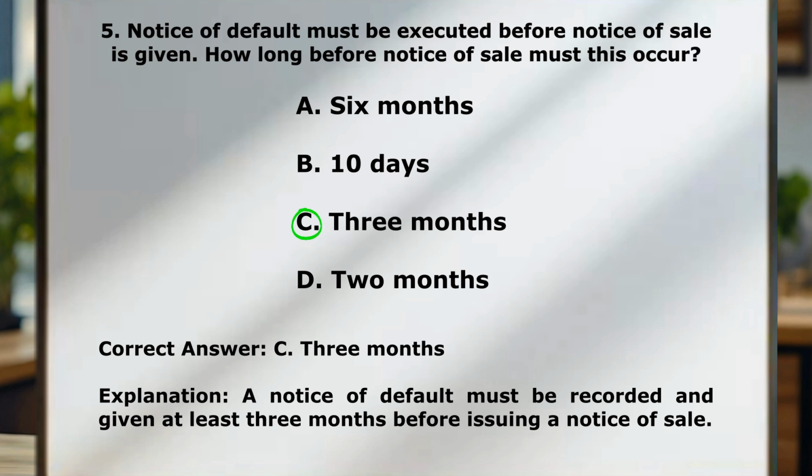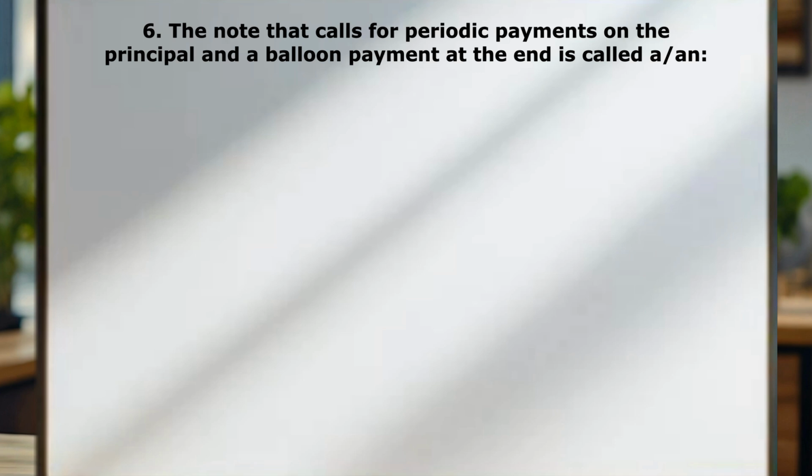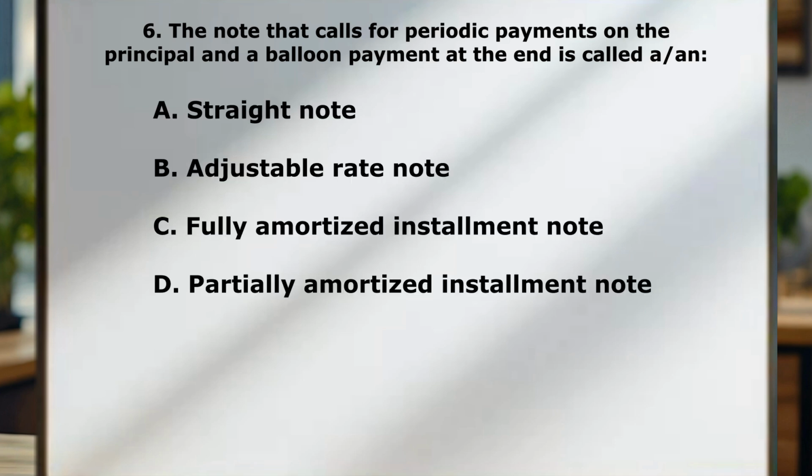So notice of default must be recorded and given at least 3 months before issuing a notice of sale. Question number 6. The note that calls for periodic payments on the principal and a balloon payment at the end is called A. A straight note. B. Adjustable rate note. C. Fully amortized installment note. D. Partially amortized installment note. Correct answer here is D.